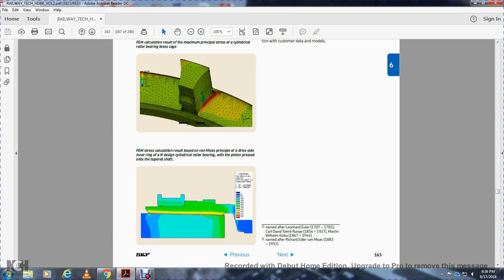Alright, it shows the FEM stress result made with the principal stress for the drive shaft with the inner ring, with the end design cylindrical roller bearing with a pin press with another tapered shaft.